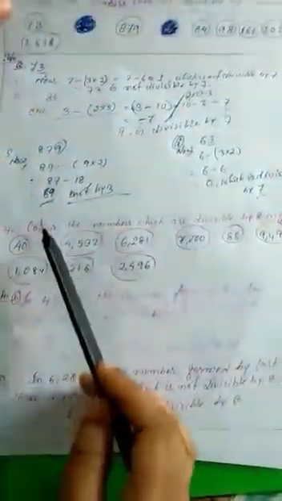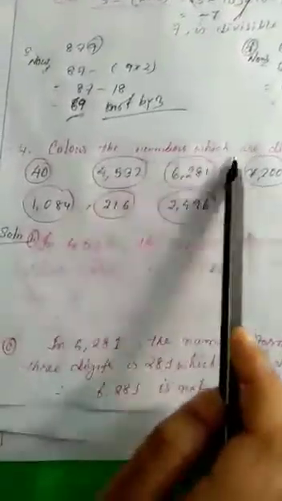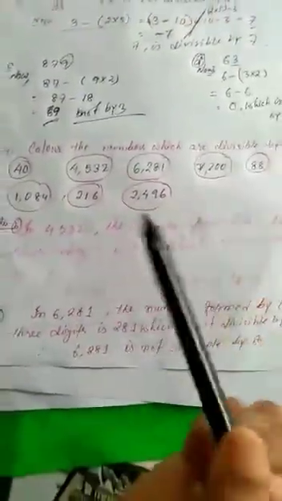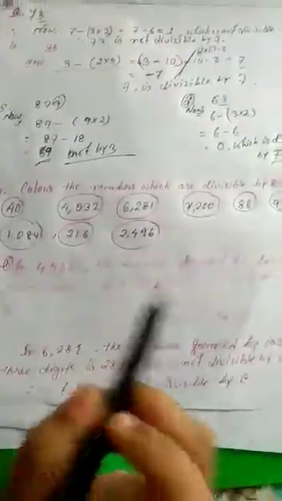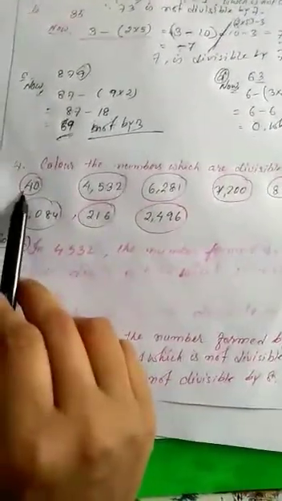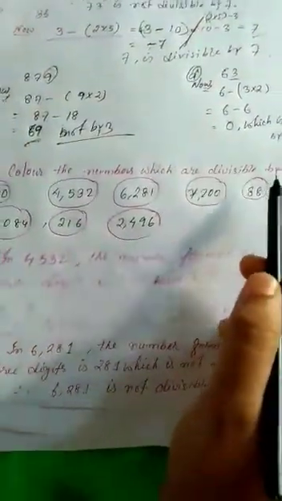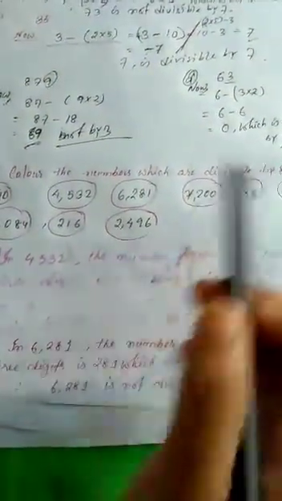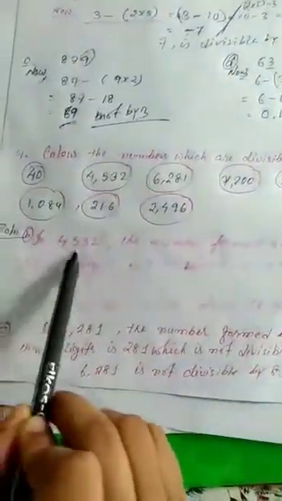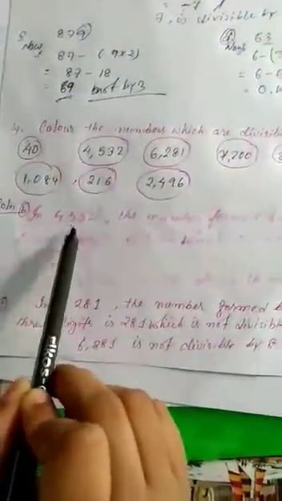Alright students, now let's see question number 4. Color the numbers which are divisible by 8 in green. So we have to use the green color. I have written 40 here. You can check it without calculating, as 40 is a multiple of 8: 8 fives are 40.